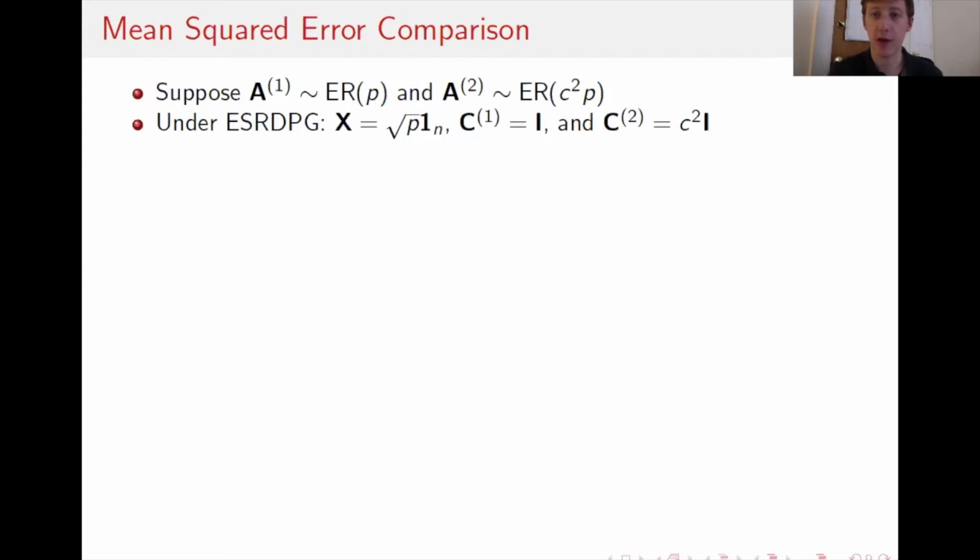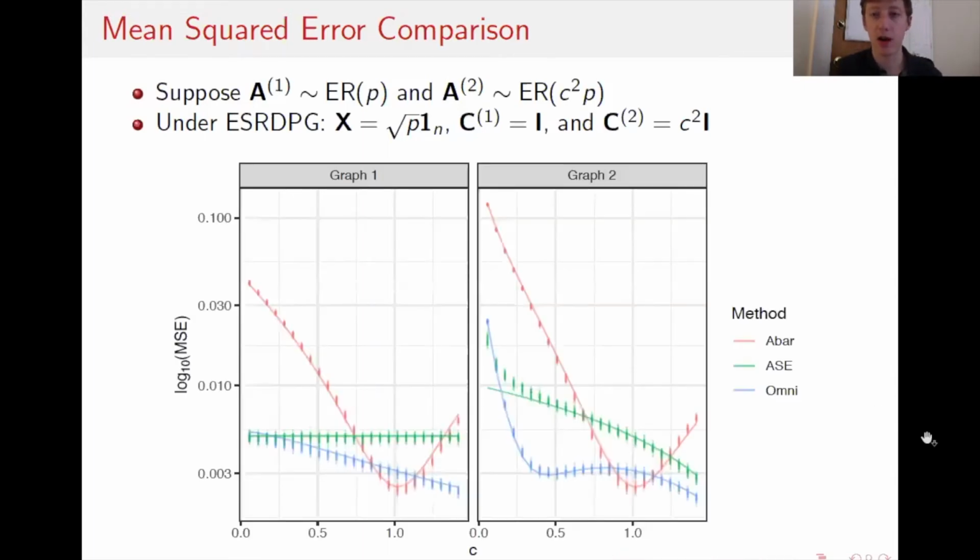So if we are thinking about the estimation procedure, in the first graph, we're trying to estimate square root of p, and in the second graph, we're trying to estimate c times square root of p. So we ran this simulation, and we want to compare the mean squared error of the three estimation techniques, and these are the results. So here on the vertical axis is the mean squared error, and on the horizontal axis is the value of c. In red is the A-bar estimator, so this is the embedding of the sample average of the graphs. The green is the individual network embedding that ignores the structure shared across graphs. And the blue is the omnibus embedding, this joint embedding technique.